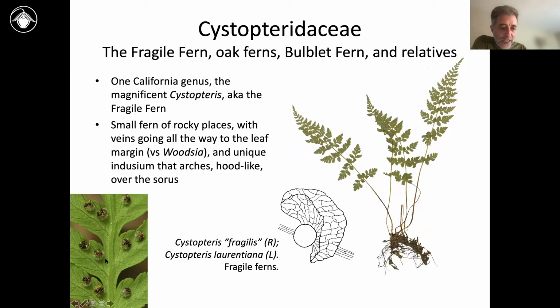But even if you can't see that, if you see that it is fertile, so it's not just a little leaf of a wood fern or something, and you see that the veins go all the way to the edge of the leaf, then you can be pretty confident that you have Cystopteris.